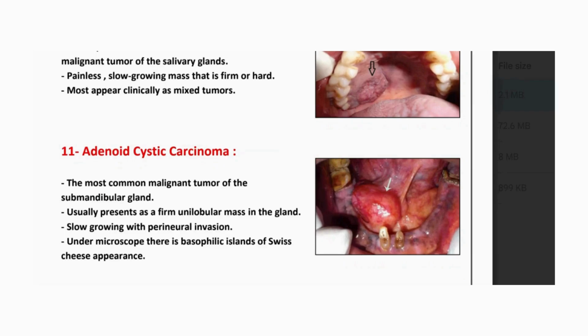And if we look under the microscope, it gives us the biopsy. In the biopsy section, it will give us a Swiss cheese appearance. So adenoid cystic carcinoma has very specific features. One is the submandibular gland as the common site, another is the presentation, then inclusion of the nerve, and how the histopathologic section looks. So all these things are there.